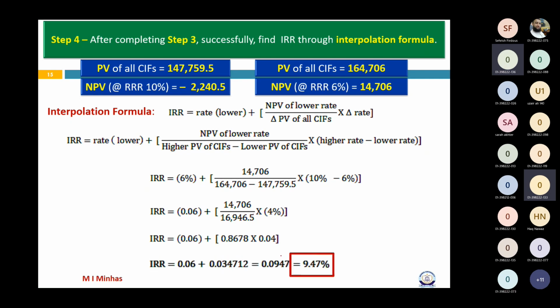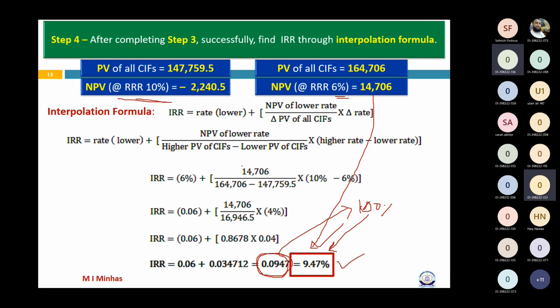So this is the IRR before this. You will get an IRR of 0.0947. When I multiply it by 100, it will become 9.47%, right? Is it clear? Yes, sir. This is the rate at which NPV would be zero, and that's why we call it IRR. If you see, at 10%, NPV was negative. At 6%, NPV was positive. But at 9.47%, NPV was exactly zero. Is it clear? Yes.